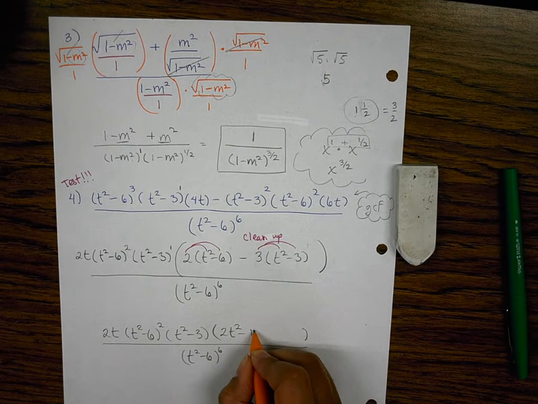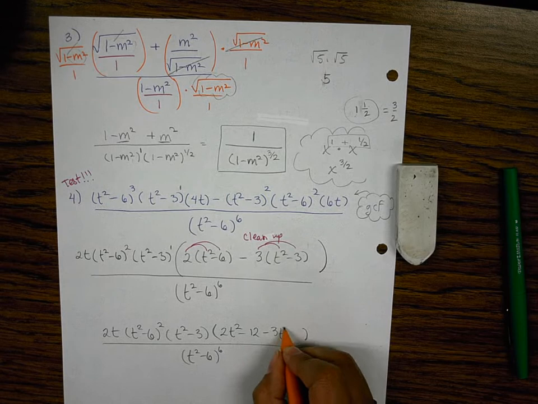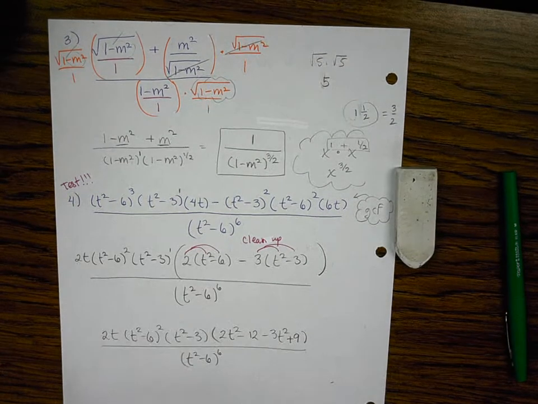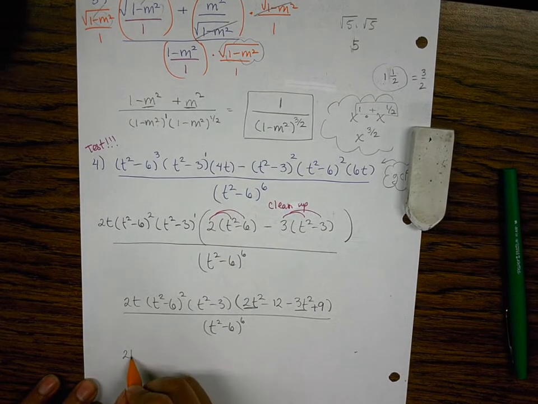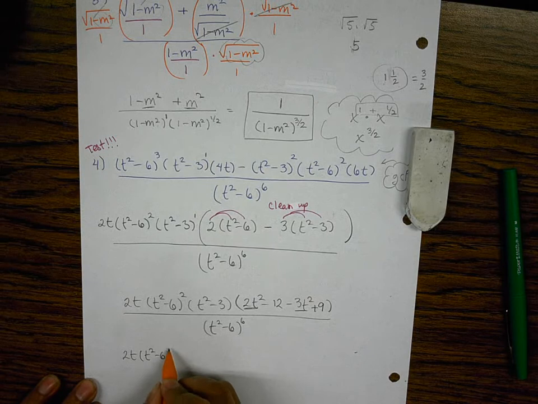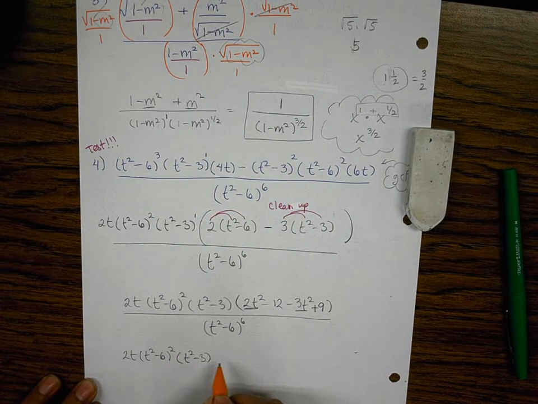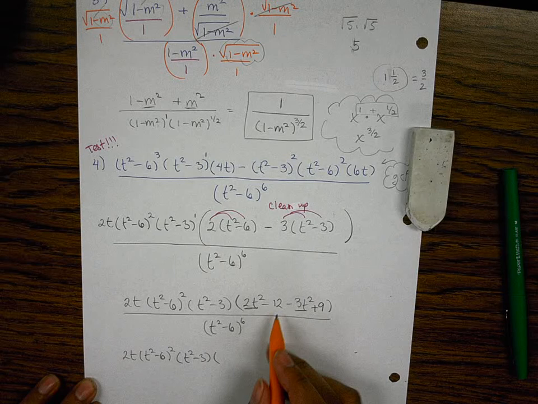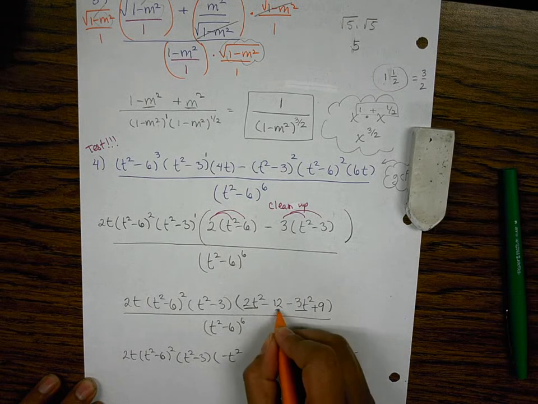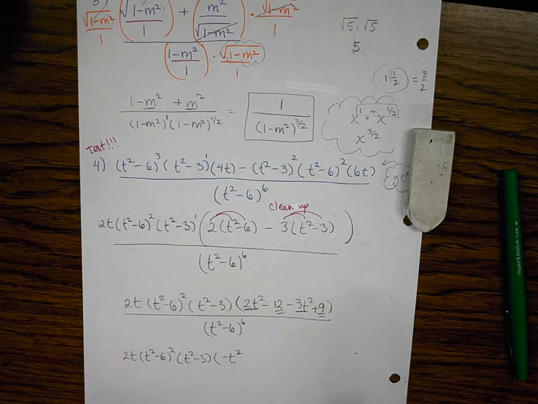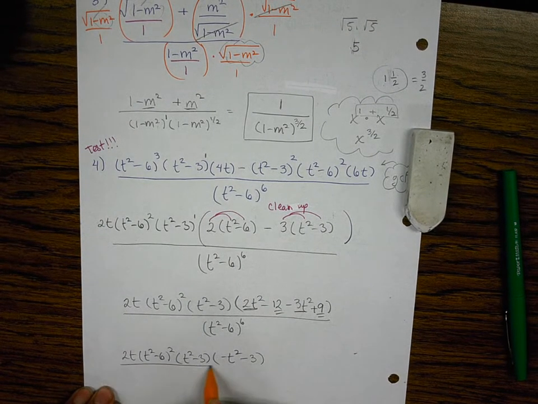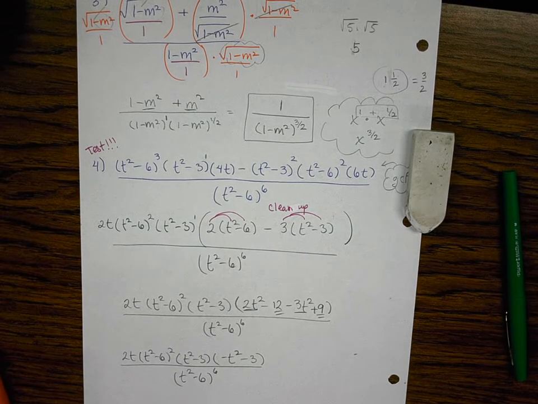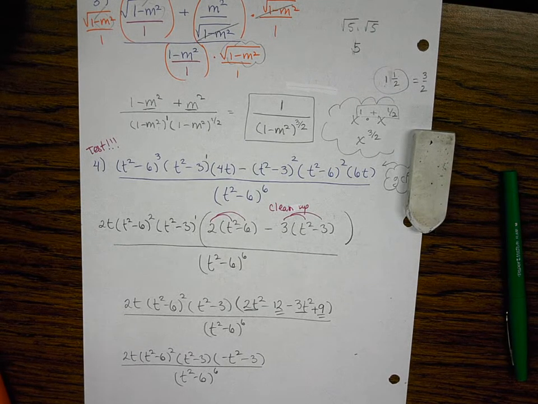Okay, so I have this, and this gives me 2t squared minus 12, take away 3t squared plus 9. I have like terms here and here, so I am going to continue. 2t squared minus 3t squared is going to combine to negative t squared. Negative 12 and positive 9 is going to combine to negative 3. All over t squared minus 6 to the 6th power.